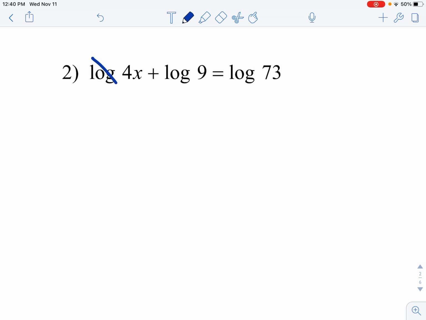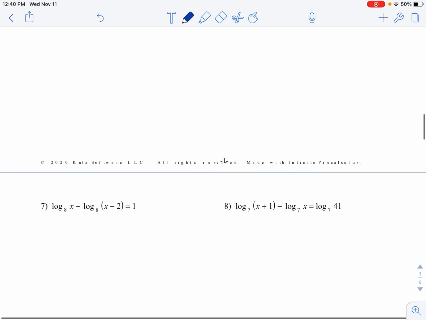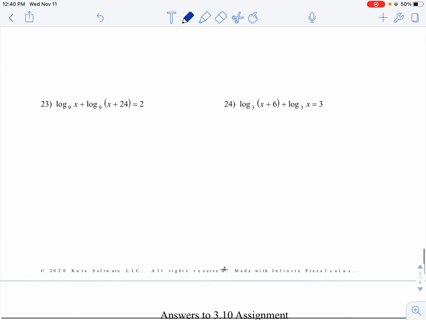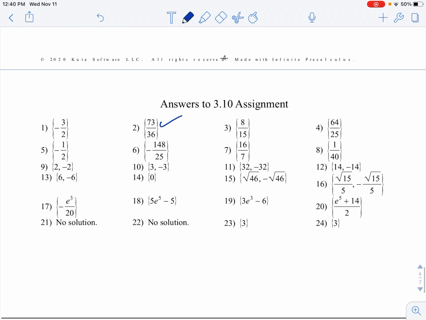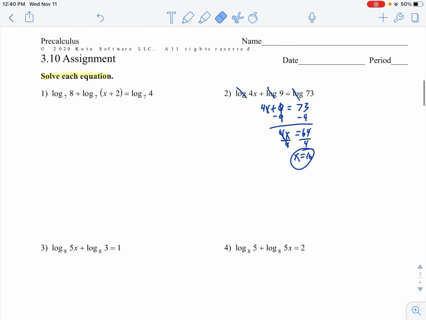You might be tempted to do this, to cancel out the logarithms. You get 4x plus 9 equals 73. Unfortunately, it doesn't work. I will do it and show you that it's wrong if you really care. 4x equals, what is that, 64, divide by 4, x equals 16. We go down and check the answer, and it will be wrong. I hope you're watching this with the sound turned on and you hear me say that it's wrong. That is not the right answer. I mean, that was the right answer. This is not the right answer.